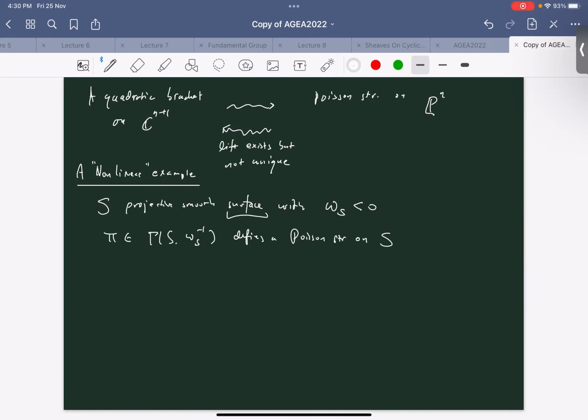You may wonder why we don't need to check the Jacobi identity. In this case, the Jacobi identity is trivial, since it's a surface. So Jacobi is trivial; we don't need to do anything. For a threefold, it's non-trivial, because on a surface, wedge 3 automatically vanishes. So this is not the example that I want to give, because it is so trivial.